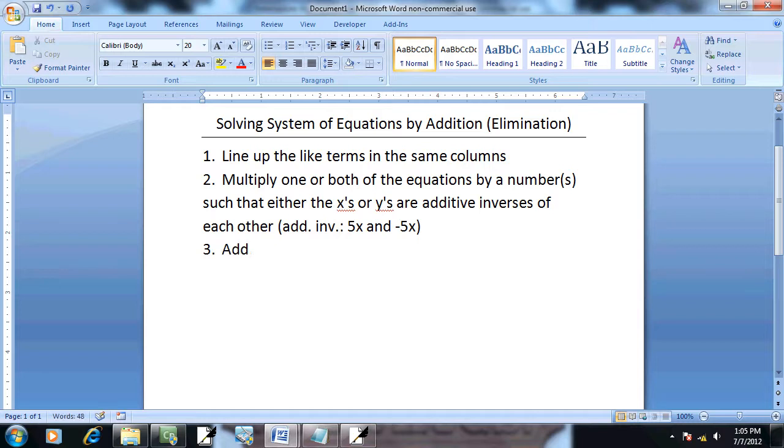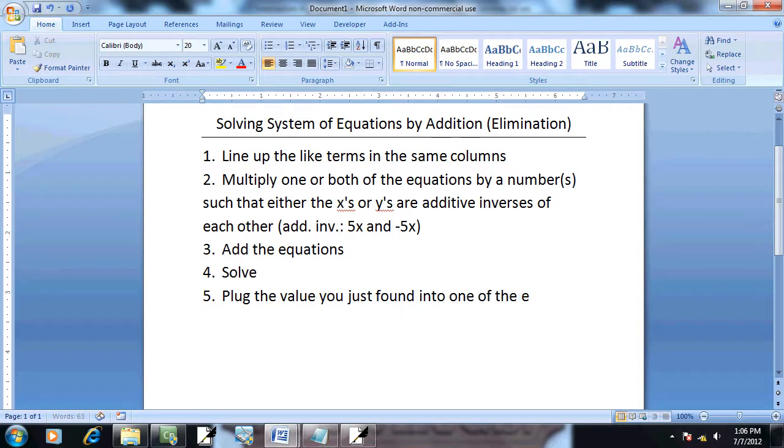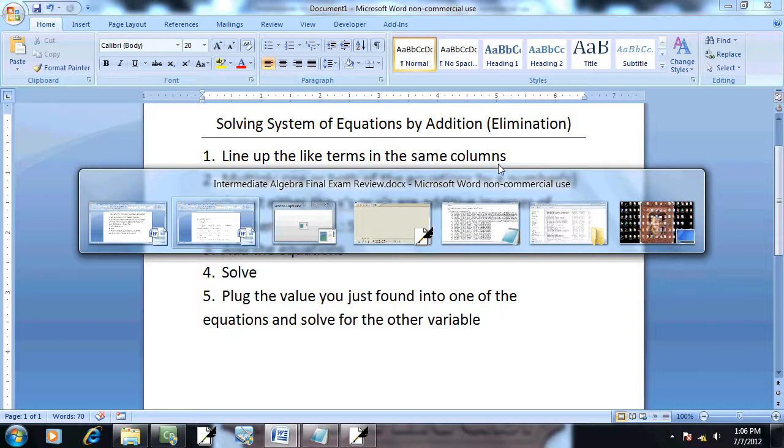Then add the equations. Then solve. And then step 5, plug the value you just found into one of the equations and solve for the other variable. So let's see this one in action.